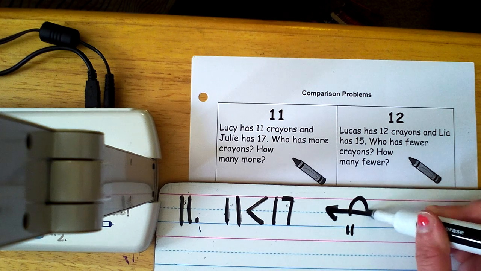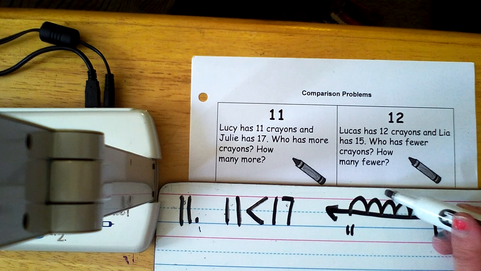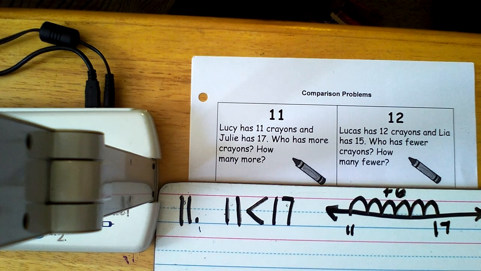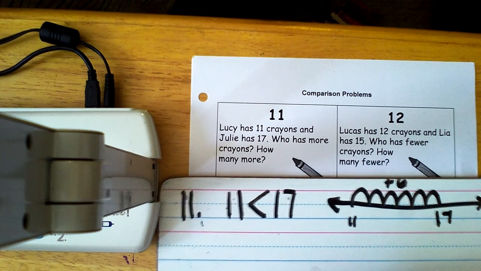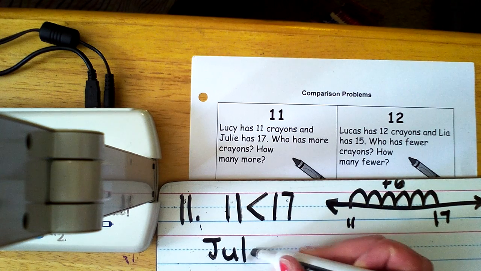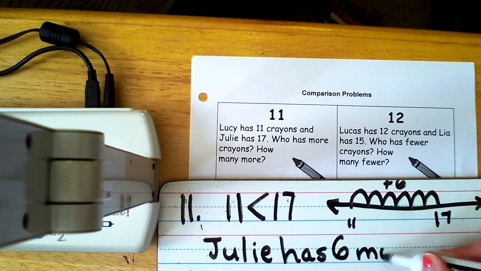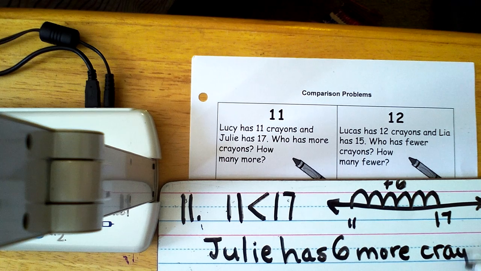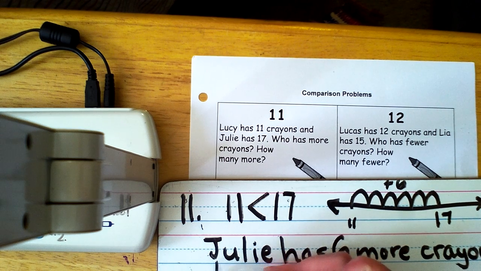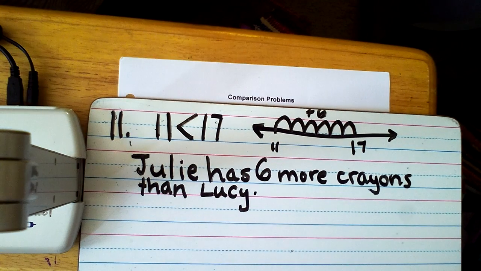11, 12, 13, 14, 15, 16, 17. It took me plus 6 bumps to get up to 17. So we're thinking that Julie, and I'm answering in a complete sentence, Julie has 6 more crayons than Lucy. Julie has 6 more crayons than Lucy.